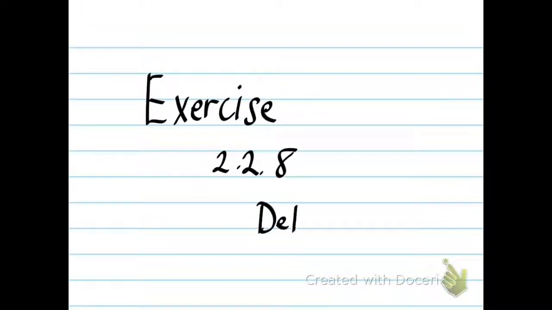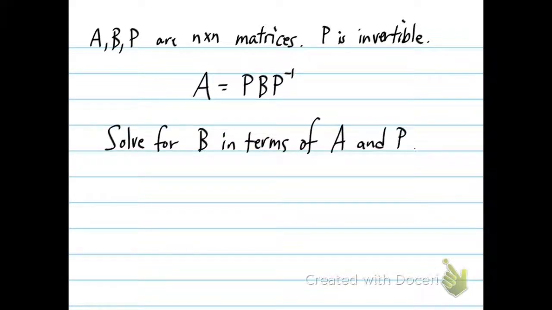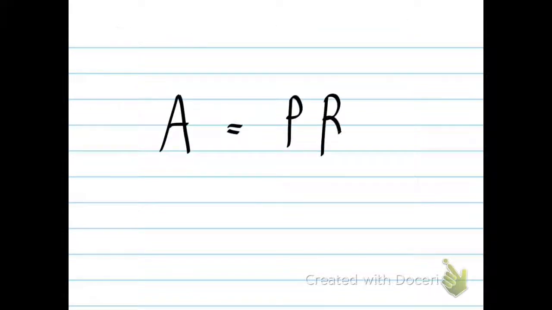So here are some of the details for 2.2.8 that we discussed today in class. Recall that A, B, and P are square matrices and P is invertible. You're given that A is P times B times P inverse, and you want to solve for B in terms of A and P.